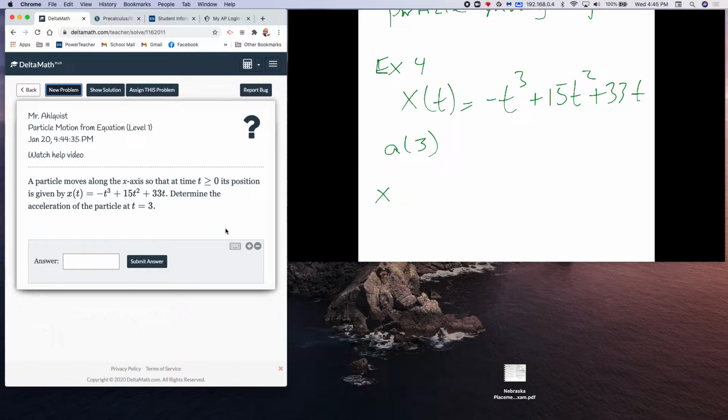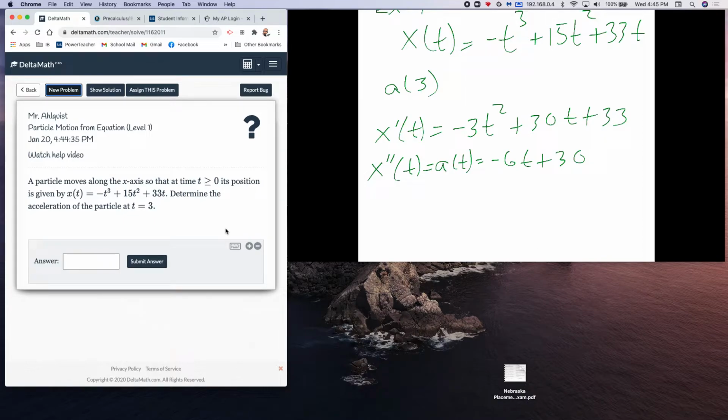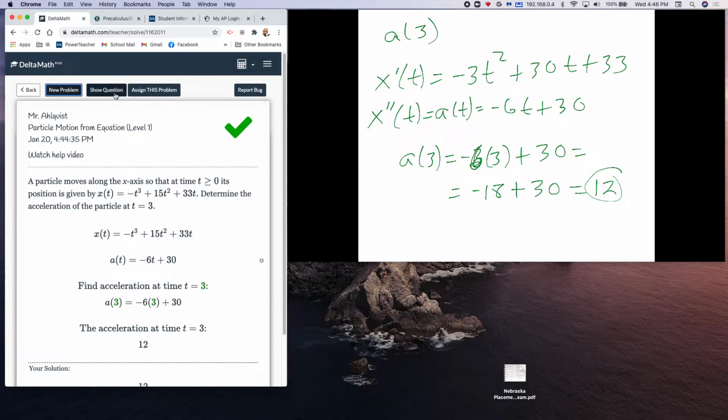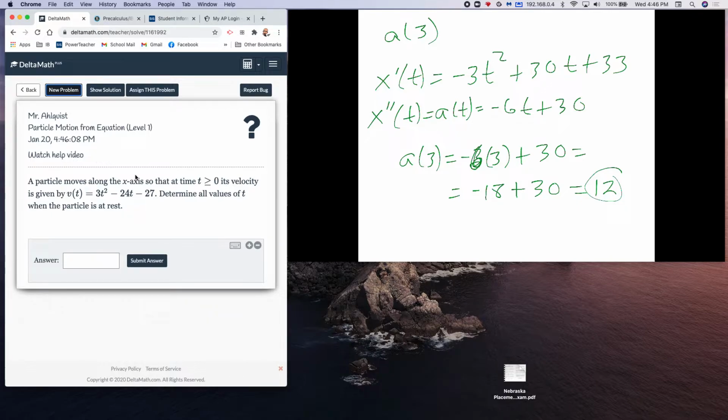So we need to take the derivative. x prime of t is negative 3t squared plus 30t plus 33, and x double prime of t, which is the acceleration, in that case will be negative 6t plus 30. So now if we try to figure out what a of 3 is, we would do negative 6 times 3 plus 30. In this case, that's negative 18 plus 30, which is 12. That's our answer. So if we just type in 12, as long as I did my calculations right, I should get the right answer. Okay, I think that's all the types of things. One last thing.